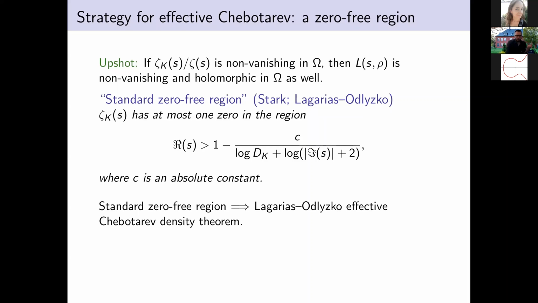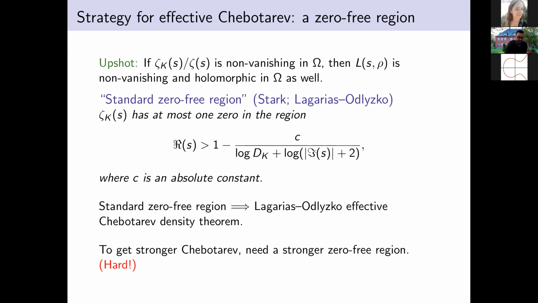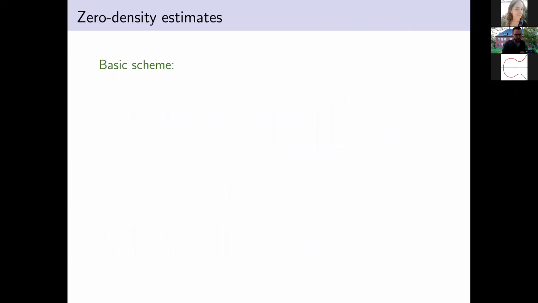But the Lagarias and Odlyzko style effective Chebotarev density theorem was not enough for the applications we had in mind. And so we need to get a stronger Chebotarev density theorem. That means we need a stronger zero-free region. And that's actually a really hard problem. To do that for a single K is quite difficult. And so this is the idea of Pierce, Turnage-Butterbaugh, and Wood: to bring in these so-called zero density estimates. The basic scheme of a zero density estimate is that you have some family of L-functions, and you want to show that something like GRH is nearly true for almost all fields in your family.